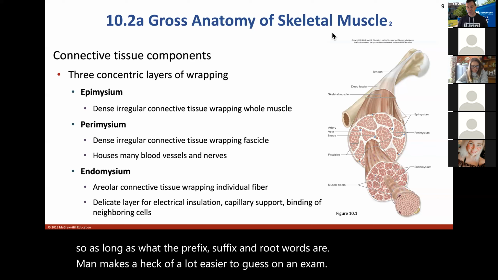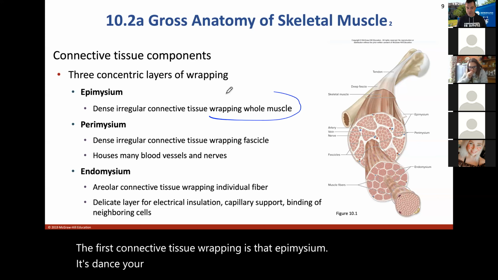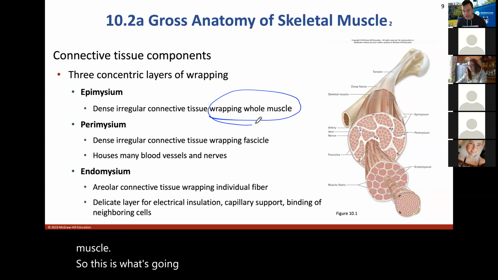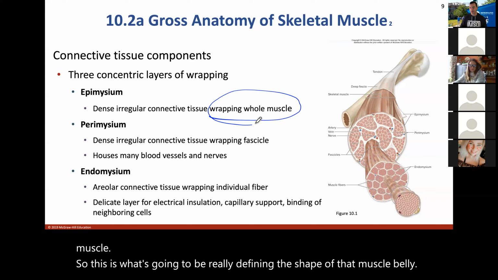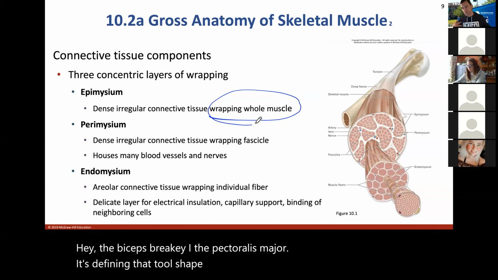The first connective tissue wrapping is that epimysium. It's dense irregular connective tissue, and it wraps around the whole muscle. So this is what's going to be really defining the shape of that muscle belly. Okay? The biceps brachii, the pectoralis major. It's defining the total shape of that skeletal muscle.